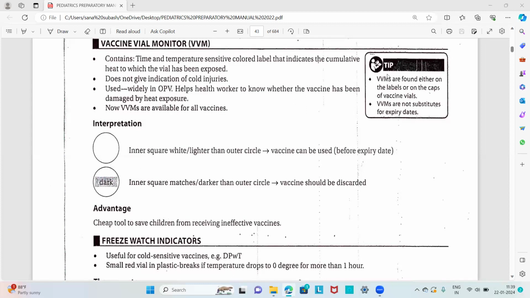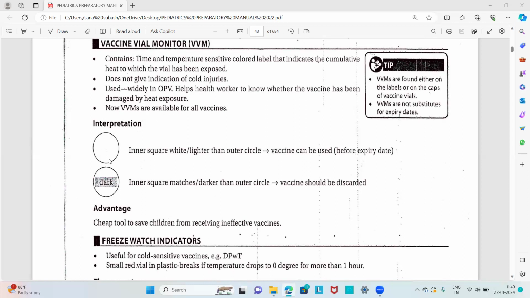Then the vaccine vial monitors, which are found either on the label or on the caps of vaccine vials. Then interpretation. How will you interpret by looking at the vaccine vial monitor? If the inner square is white or lighter than the outer circle, the vaccine can be used before the expiry date. If the inner square matches or is darker than the outer circle, the vaccine should be discarded.